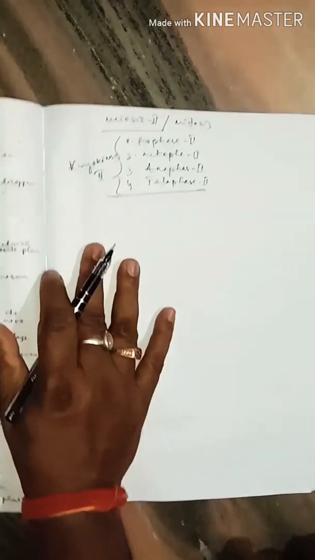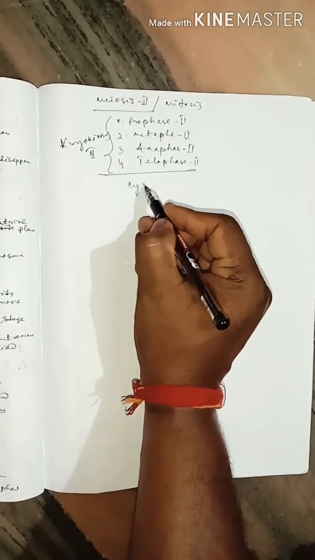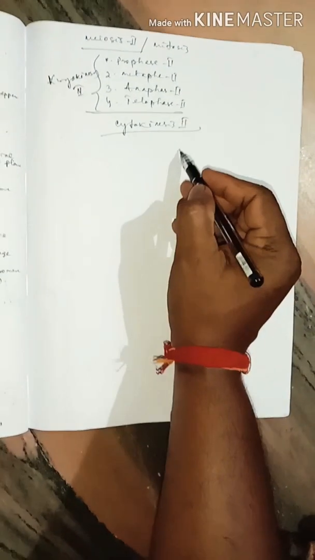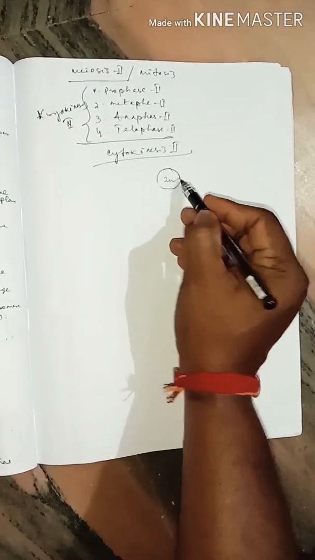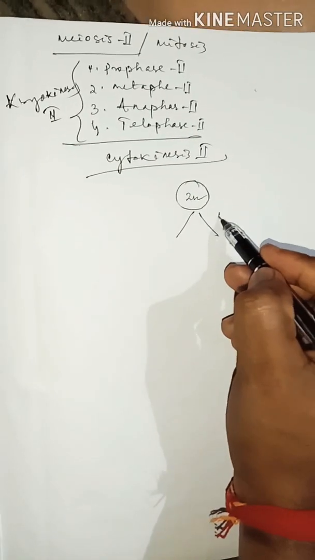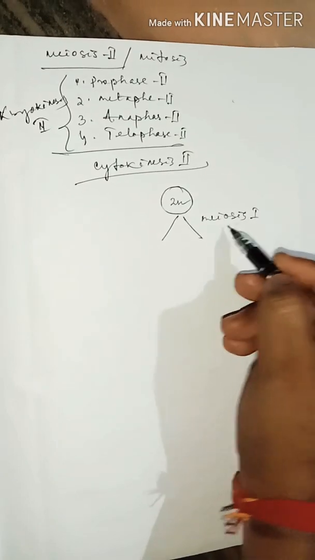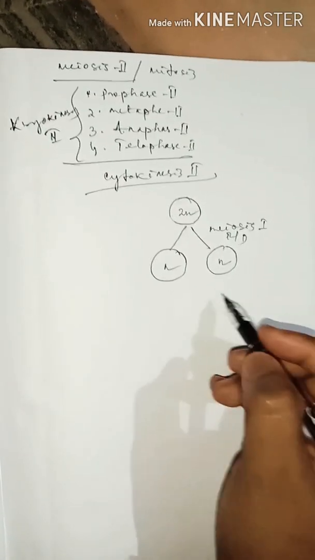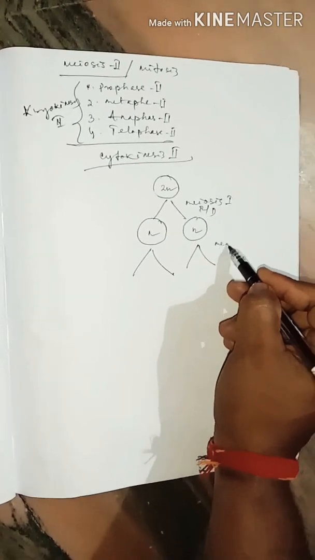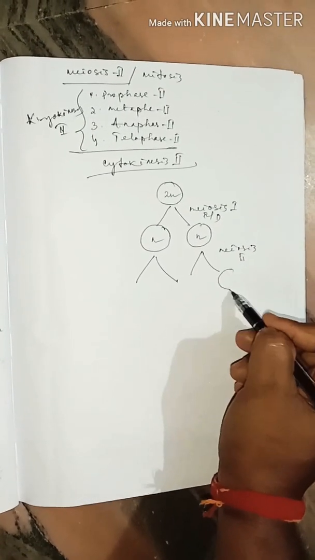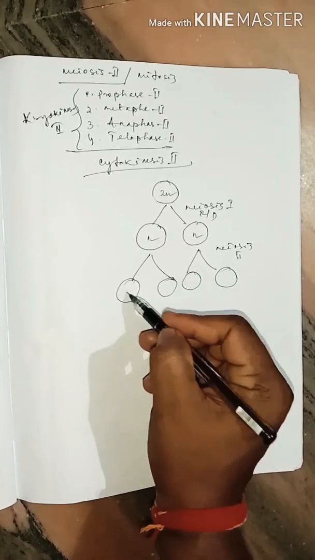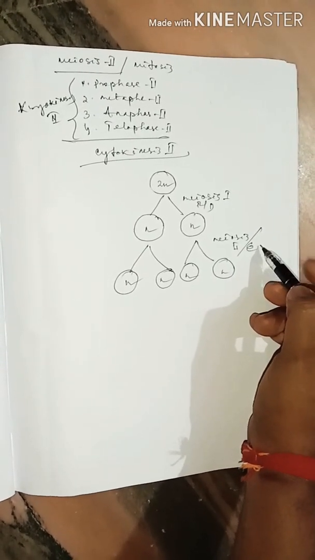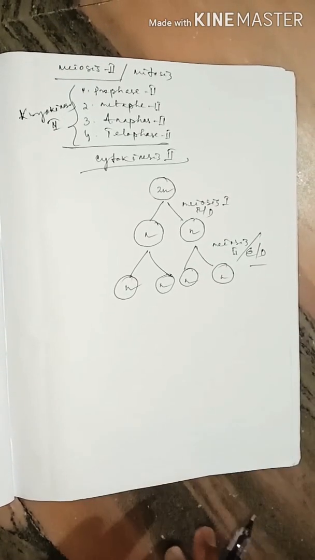After completion of karyokinesis, it is followed by cytokinesis 2. In cytokinesis 2, each parent cell with diploid number of chromosomes in meiosis 1, as it is a reduction division, produces two daughter cells with haploid number of chromosomes, but during meiosis 2, it produces four daughter cells with haploid number of chromosomes. Hence meiosis 2 is called equational division. So this is all about meiosis.